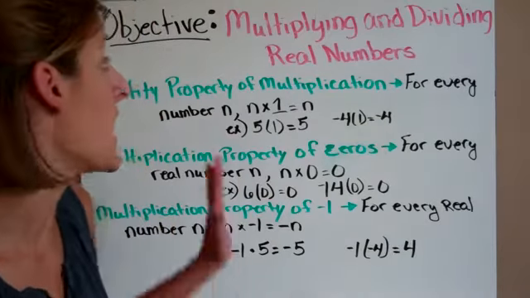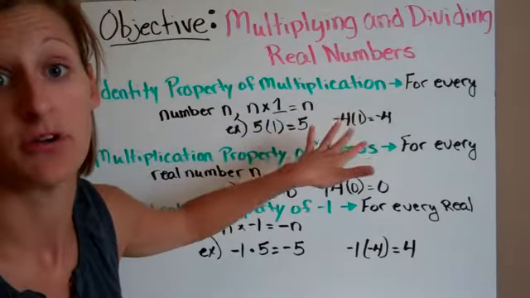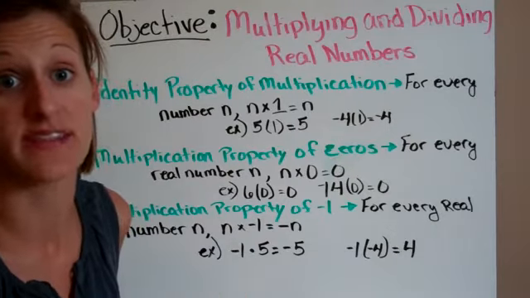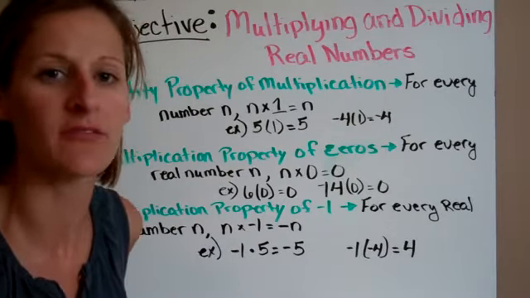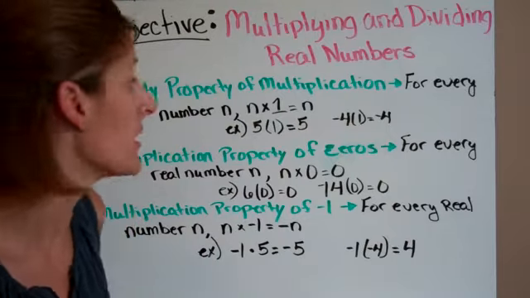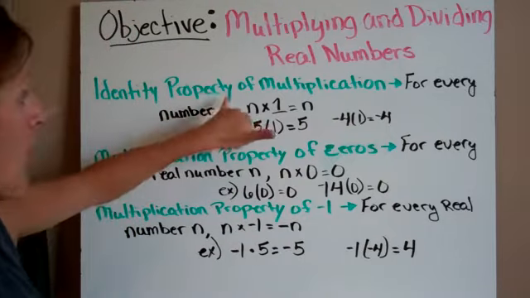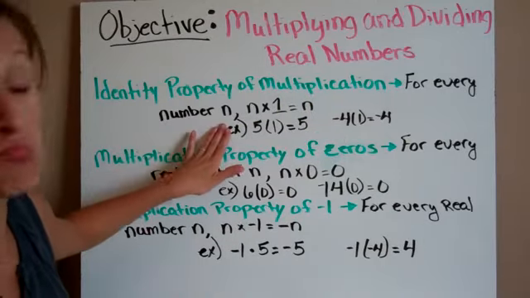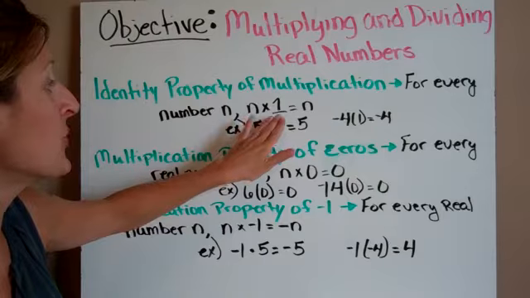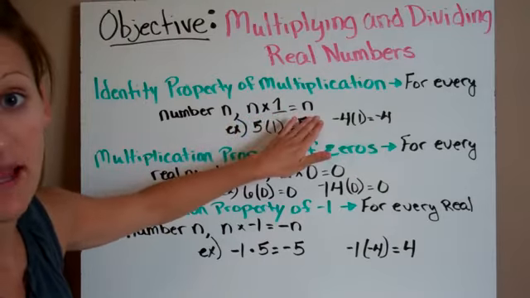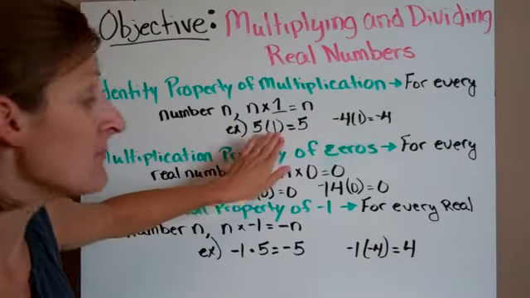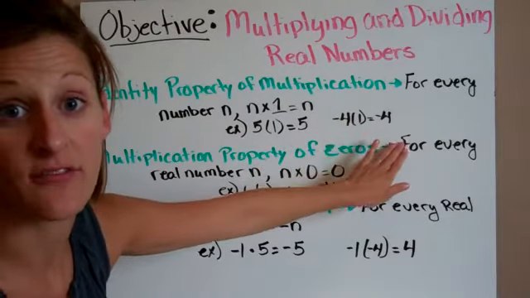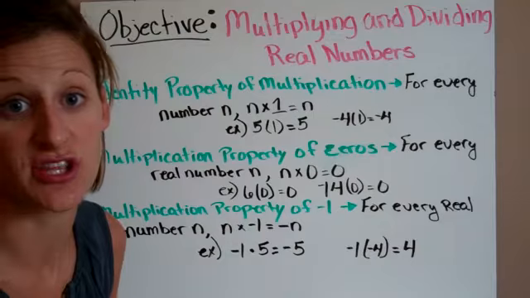Alright, let's look at multiplying and dividing real numbers. Before we start, we need to look at a few properties that we've used before, but you may not have realized it was an actual property. The first one is the identity property of multiplication. That's just saying for every number, let's say n, if you multiply it by 1, it's going to be the same thing. So if I multiply 5 by 1, it's 5. If I multiply -4 by 1, it's -4. So it's not actually going to change the number.